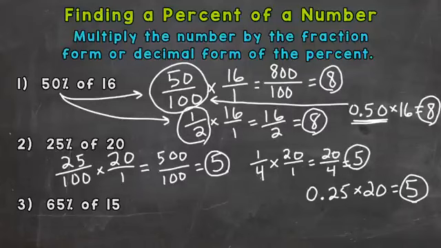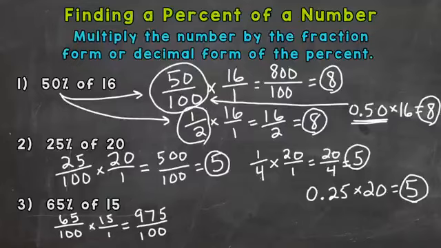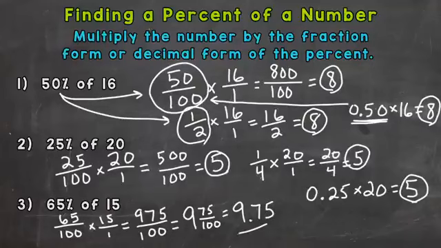And lastly, number 3, 65% of 15. So in order to put a percent to fractional form, we put it over 100, multiply it by 15. We can go straight across, which we get 975 over 100. So we need to convert out of that improper fraction. So how many whole groups of 100 out of 975? Well, 9. We have 75 left over out of 100. So 9 and 75 hundredths. I'll put it in decimal form as well. 9 and 75 hundredths.